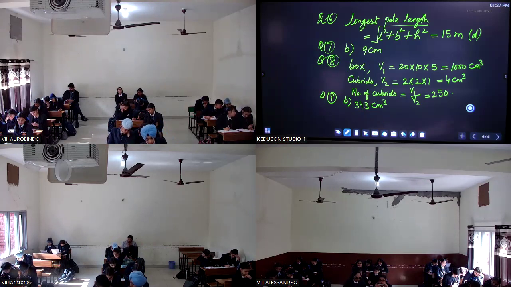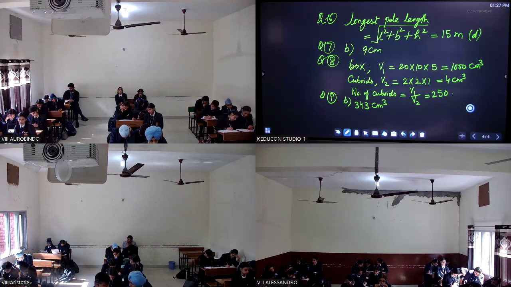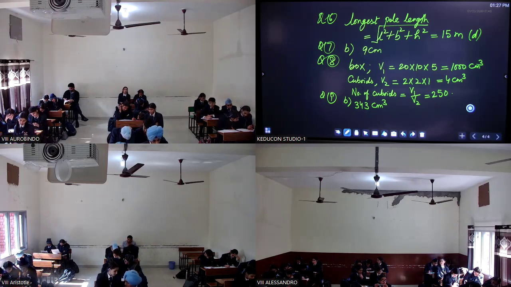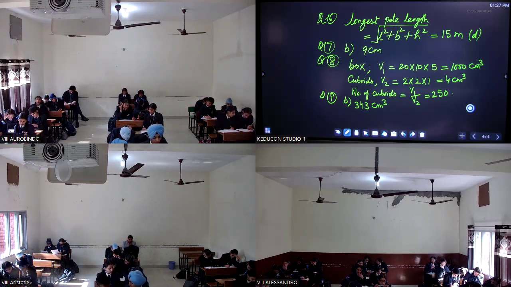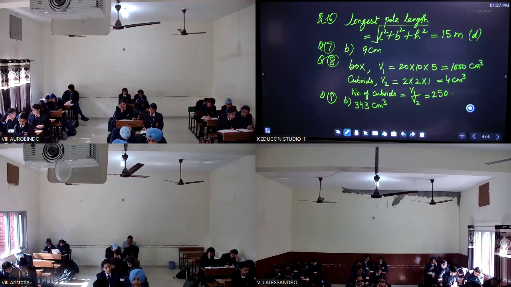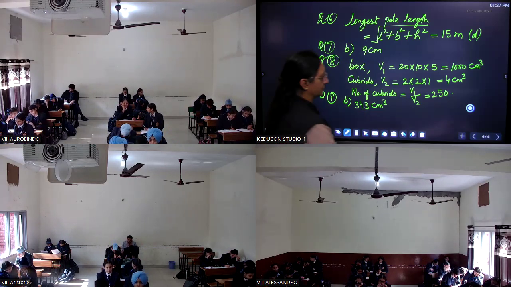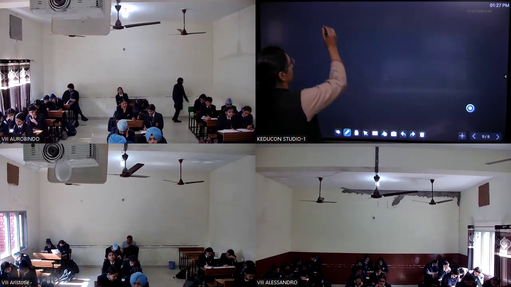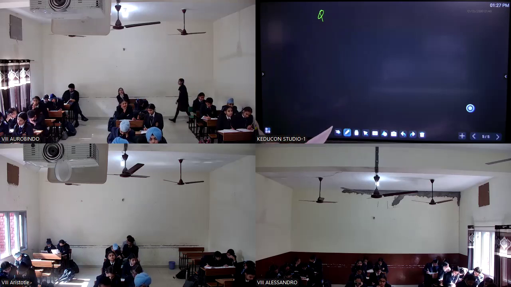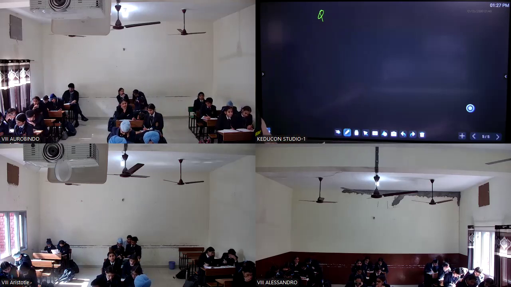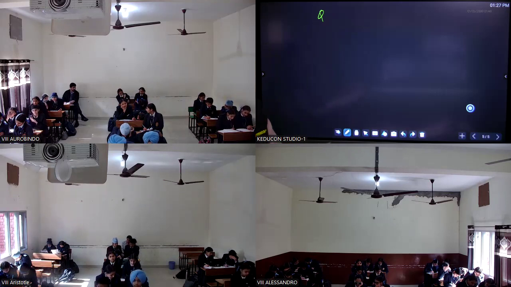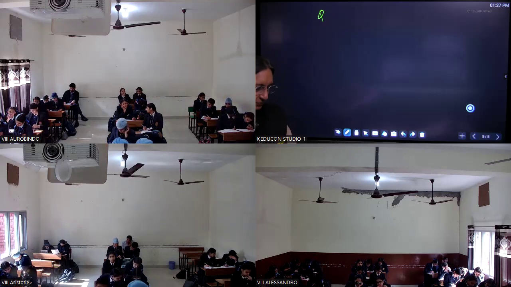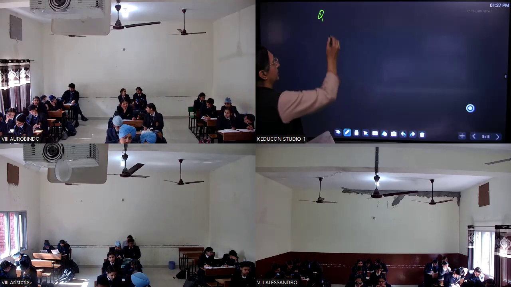Question number 10. Diameter of a roller 120 centimeter long is 84 centimeter. Read the sentence 2 times to know it better. What is the length and what is the height, I should say, because this is cylindrical. What is the height and what is the diameter? Question number 10.